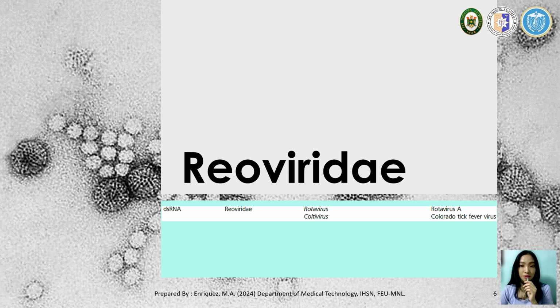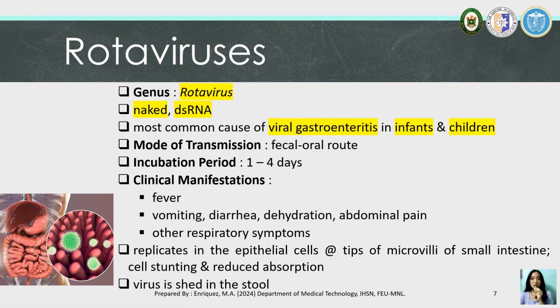Let's proceed to the family Reoviridae. Rotaviruses are naked, double-stranded RNA viruses that belong to the genus Rotavirus. So rotaviruses are the most common cause of viral gastroenteritis among infants and children. Okay, so keep that in mind, no? Hindi naman po sinasabi nito na hindi na nito kayang magdulot ng gastroenteritis among adults or older people, no? It's just that it's more common, or it's actually the most common virus for infants and children that could cause gastroenteritis. All right? So, ayan po, no?